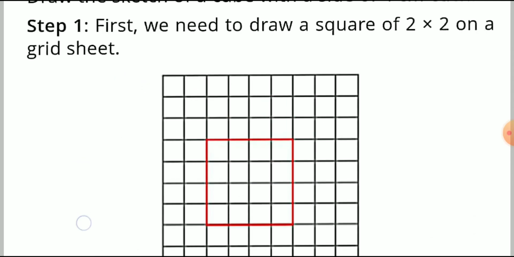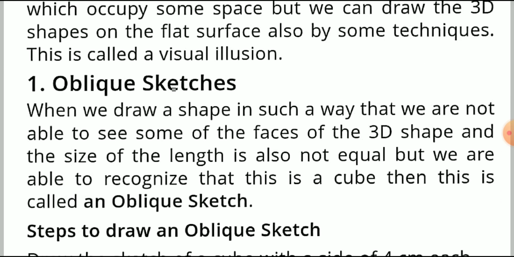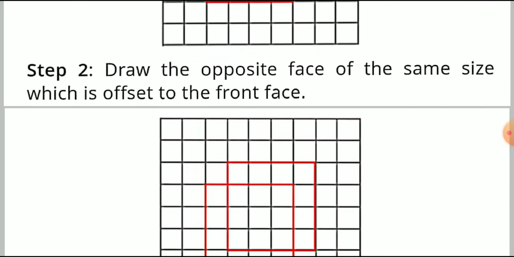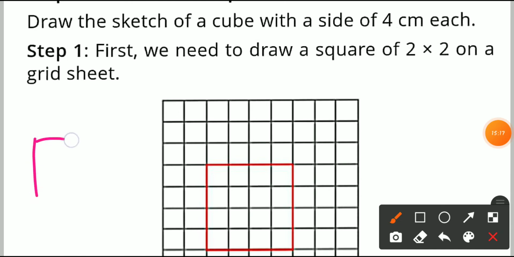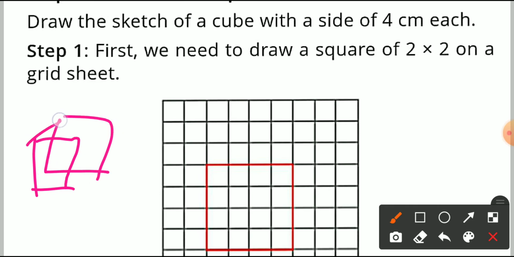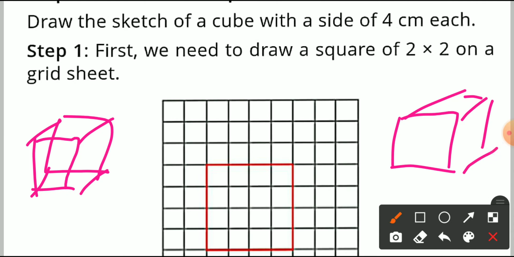Now see the oblique sketch. When we draw a shape in such a way that we are not able to see some of the faces of 3D shapes, and the lengths are also not equal, but we are able to recognize that this is a cube, then this is called an oblique sketch. How can we draw a cube? Basically, in general form, all of you know how to draw a cube. How are we drawing? Drawing two squares, then drawing edges like this. Yes or no? Like this we are drawing a cube, yes or no? Obviously yes. Some of them are drawing like this. This is also a cube.